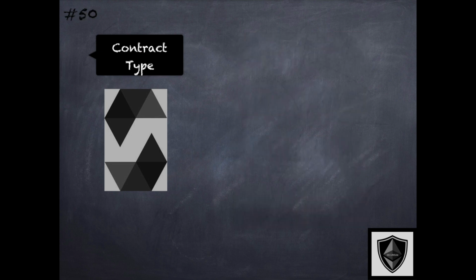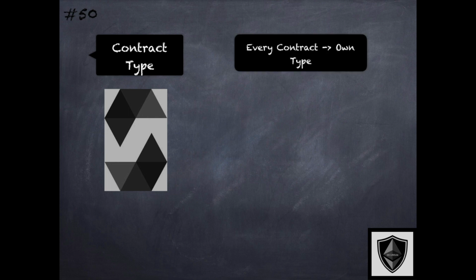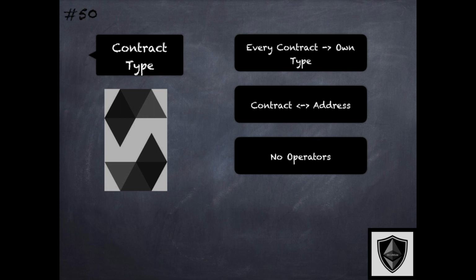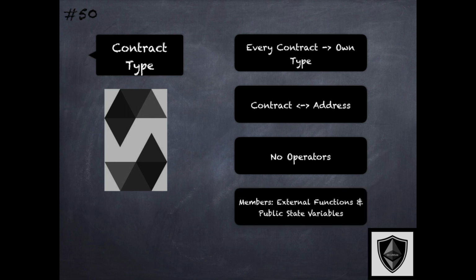Let's now move on to a different type, the contract type. Every contract that's declared is its own type. And these contract types can be explicitly converted to and from address types because that is really what they represent underneath. These contract types do not have any operators supported, and the only members of these types are external functions declared in the contract along with any state variables whose visibility is public.